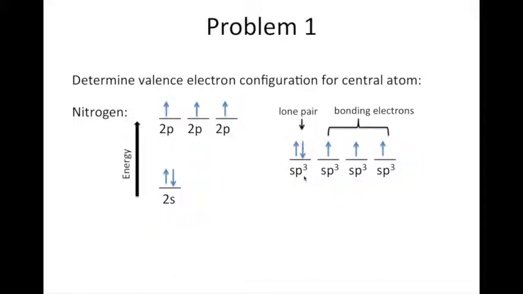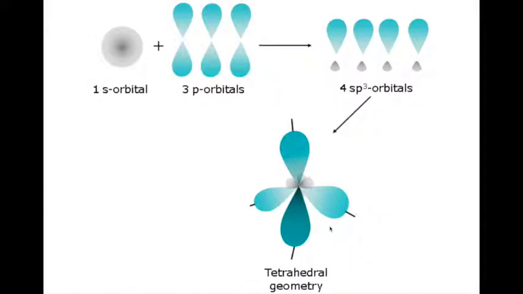Now, if you look at this, you see we're going to have a lone pair in one of our hybrid orbitals, and then we're going to have 3 unpaired electrons, which will allow us to form 3 covalent bonds. And that's what we need for ammonia. Here's our lone pair of electrons in an sp3 hybrid orbital. And then we're going to have 3 sp3 hybrid orbitals, which can bond to our hydrogens. So as before, we take our s and our 3 p orbitals, and we form 4 sp3 hybrid orbitals. And if we have 4 electron groups, they're going to be tetrahedral geometry.